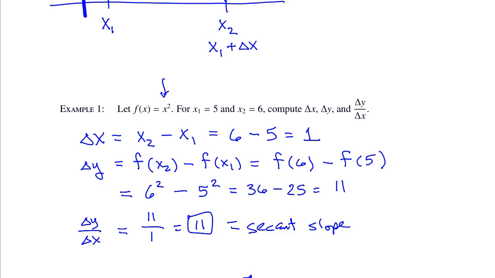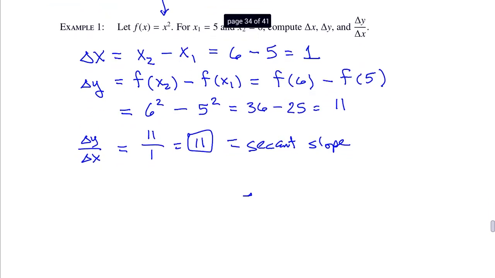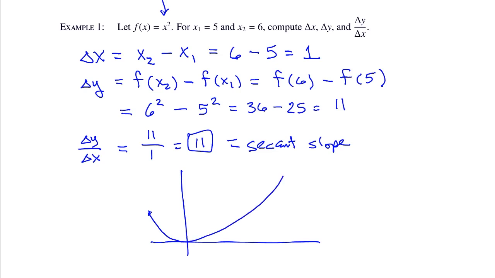If you'd like to draw the picture that goes with this, it looks something like this. You have the parabola, like so. And then you have where x1 is 5.